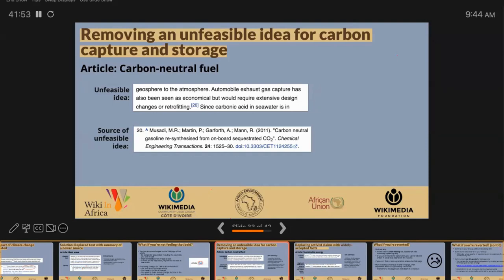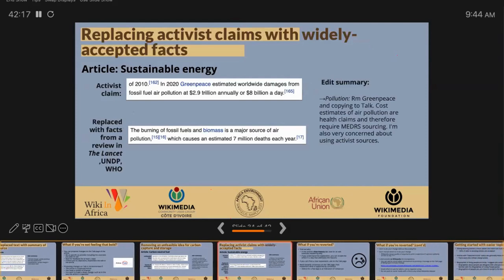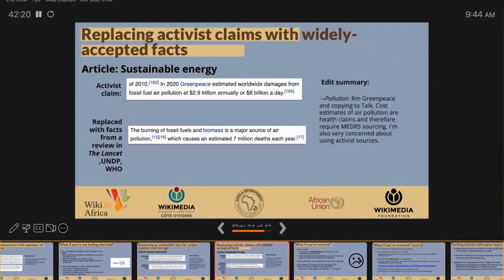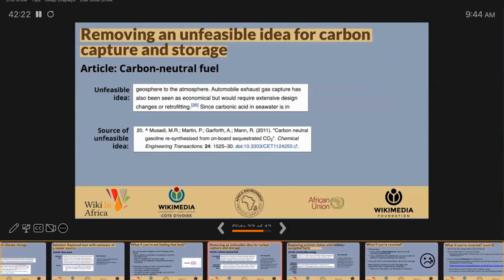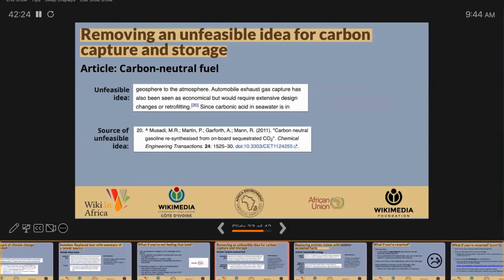So again, looking at the sourcing, this is an unfeasible idea, and it's based on a reliable source, but it's not a reliable secondary source. This was just an exploratory idea that someone did some research on and published it. So it's not bad to do that research, but it's a primary source. It doesn't show acceptance. And when you have a primary source, it's fairly easy to remove it.